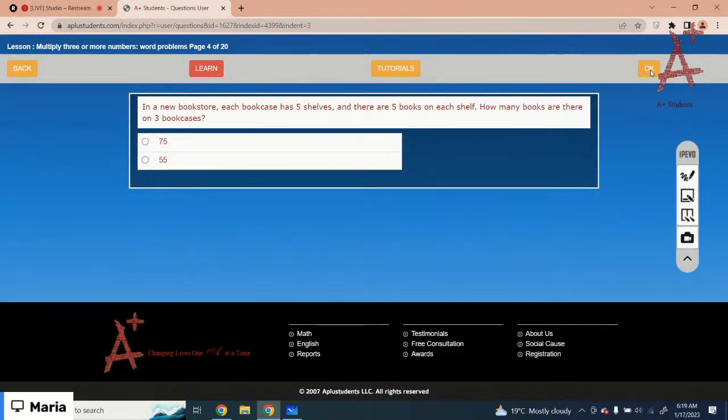Okay, in a new bookstore, each bookcase has 5 shelves and there are 5 books on each shelf. How many books are there on 3 bookcases? So you have to do 5 times 5 times 3. Got it? That would be 5 times 5 is 25, and 25 times 3 is, yes, that is 75. Got it? Just select the correct option and click on the OK button.